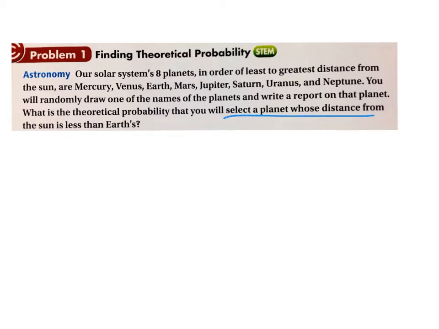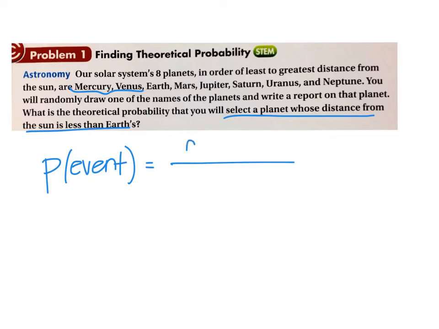Select a planet whose distance from the sun is less than Earth's. So, how many planets are closer to the sun than Earth? Mercury and Venus. So, what we're going to do is the probability of an event is going to be favorable outcomes over possible outcomes. And favorable doesn't mean what you'd rather do. Favorable in this instance means what you're talking about.